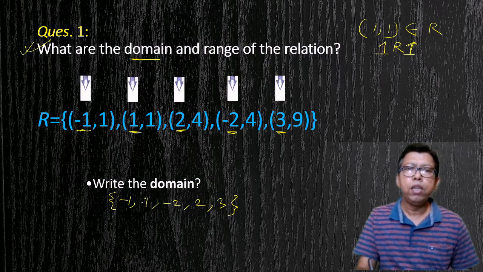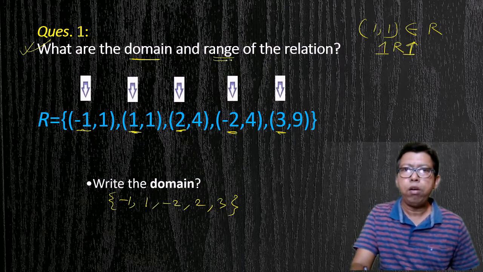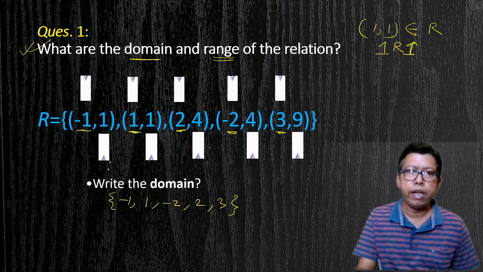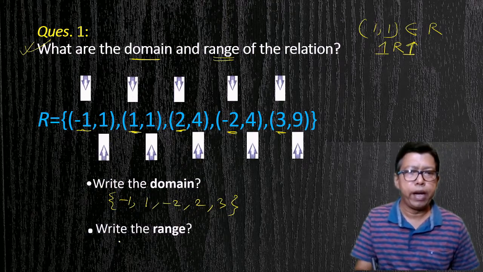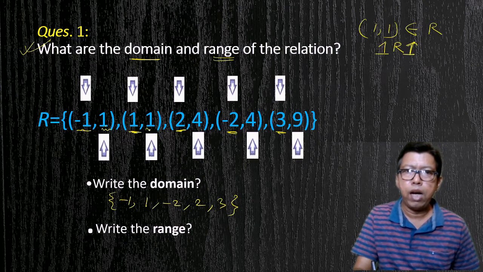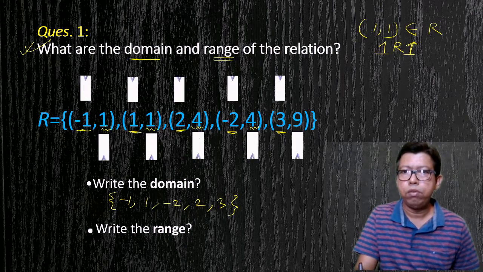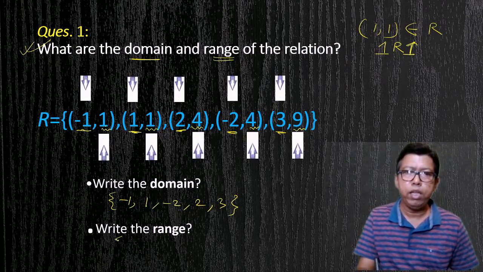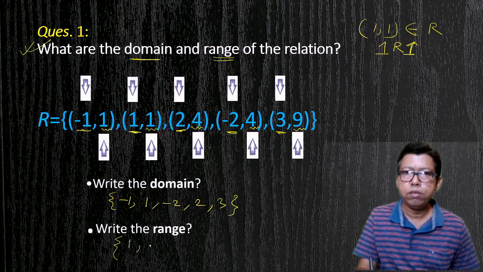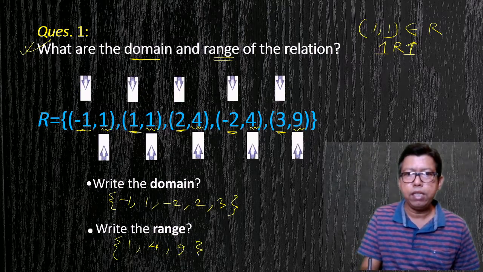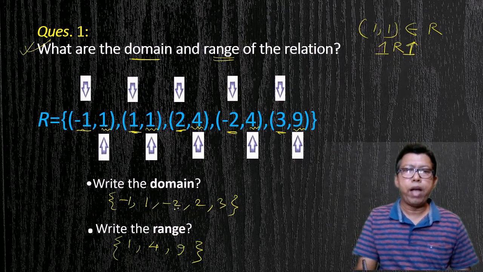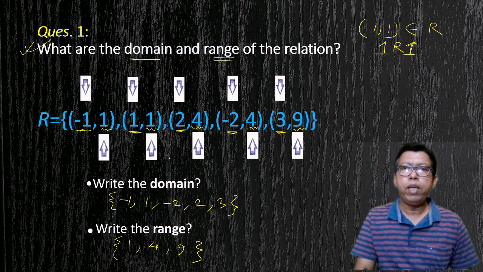And what will be the range of the relation? Obviously, the set which contains the second elements will be the range set. So what are the elements? These are respectively 1, 1, 4, 4, 9, but you have to write only the single element. 1 cannot be repeated. So 1, 4 and 9. These are the second elements. In this way you can find the domain and range of a relation.